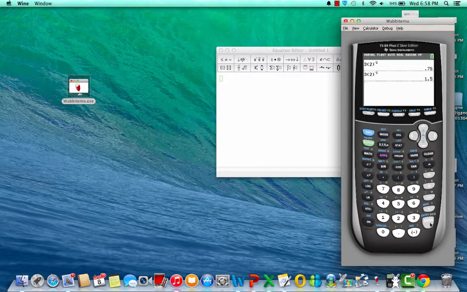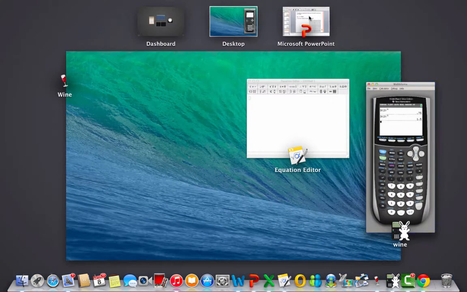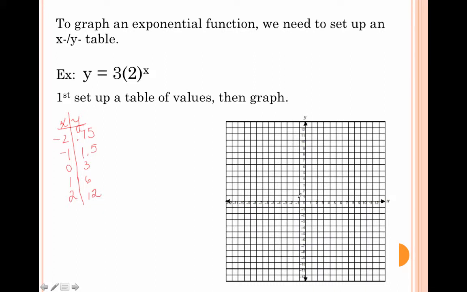And that's where I got my value of 1.5, etc. Okay, so I'm going to graph these points. I've got -2, 0.75. I've got -1, 1.5, 0, 3, 1, 6, 2, 12. And what you're going to see is this is going to graph a curved line that is going to go up infinitely, but as it comes to the left, it's going to approach the x-axis and it will actually never touch it.